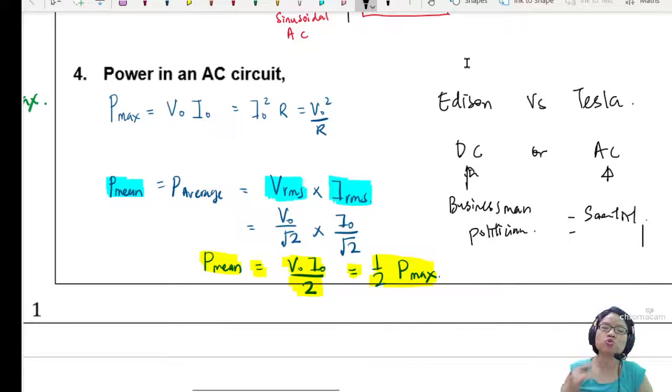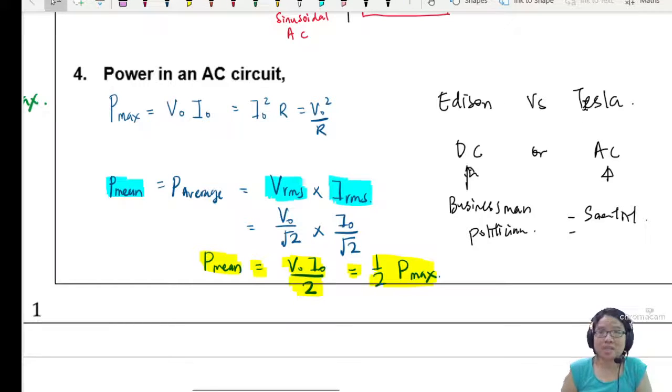So Edison wants to push his DC agenda because it's his company. He can earn millions and billions for all his descendants and generations and all his kids. I'm not sure how many kids he has. Basically, he can get very rich. The fella is a capitalist, okay? Whereas Tesla is like, I just want science. I just want the best science, the most efficient science.